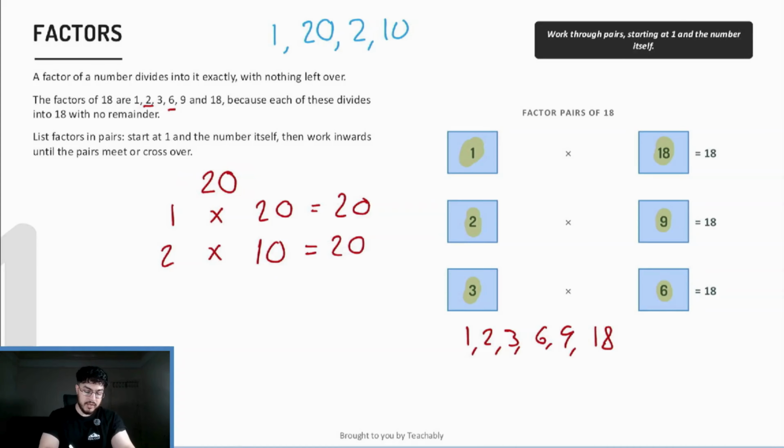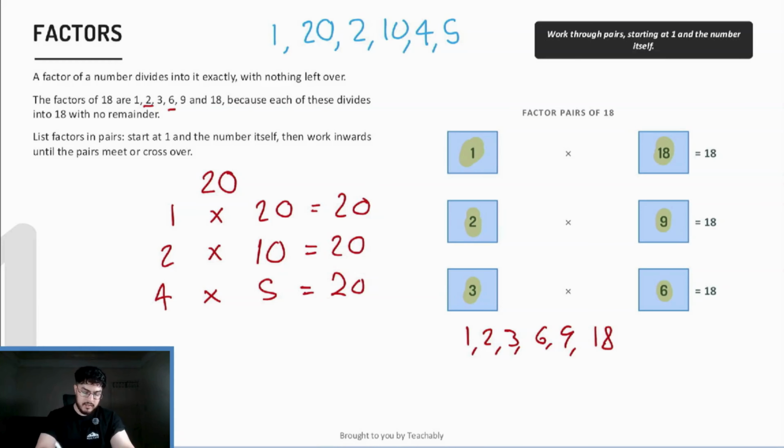Let's try 3. Is there any number I can multiply 3 by to give us 20? Well, 3 times 7 is 21 and 3 times 6 is 18. And so very quickly I can see there's no number multiplied by 3 to give us 20. So we skip over to 4. 4 times something to give us 20. Well, 4 times 5 will give us 20. And so I also now know that 4 and 5 are also factors of 20.